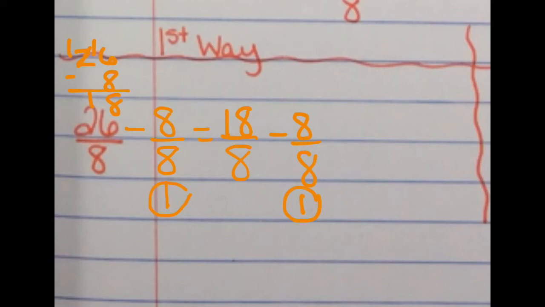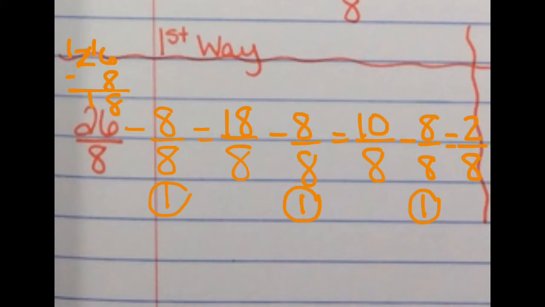Hey, 18 minus 8 gives you 10. Our denominator stays the same. It is still an improper fraction, so we can still take another whole away. 10 minus 8 is 2. Our denominator stays the same. Now that we have a proper fraction, hey, we can leave 2 8s alone.